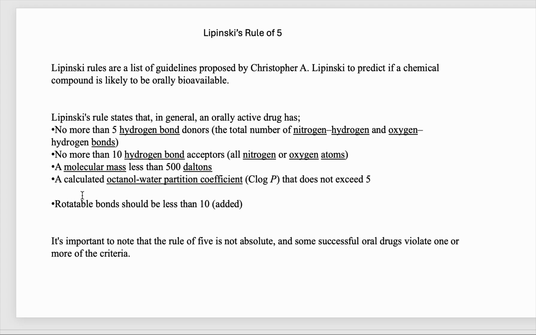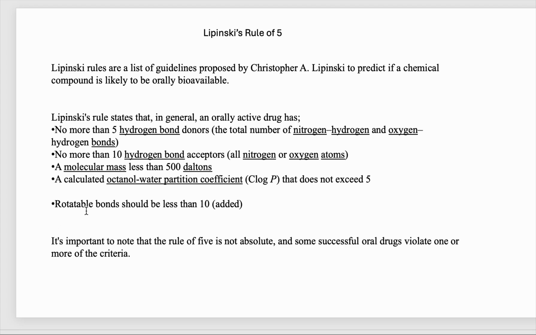And the fourth one is log p. Log p is basically the octanol-water partition coefficient. It should not exceed 5. That means it's basically to quantify the lipophilicity of the drug molecule. So it should have some lipophilicity, like hydrophobicity, in order to be orally bioavailable. Because it's all in order of 5, they say it's the rule of 5.